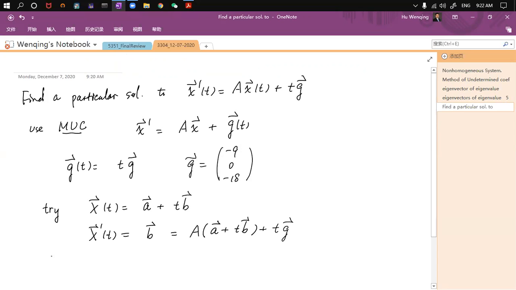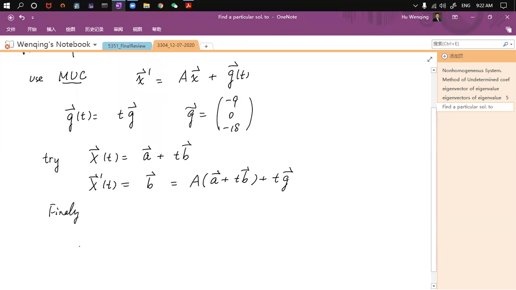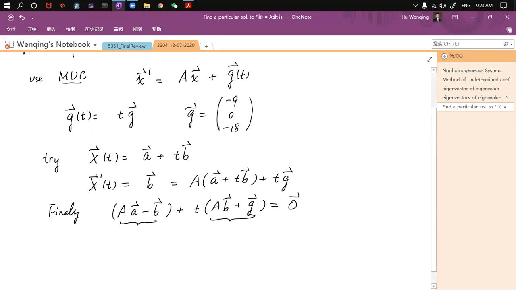So finally, you're going to reach the following equation, which says that A times a minus b, plus t times (A times b plus g), is going to be equal to 0. Is that good for everybody? Okay, so you have these two equations. And what does it mean? Well, this is again a vector valued polynomial equation. If a polynomial equation is 0, it means that every coefficient is 0.